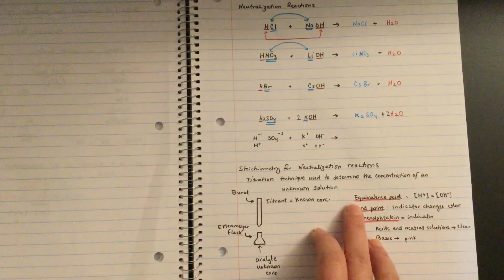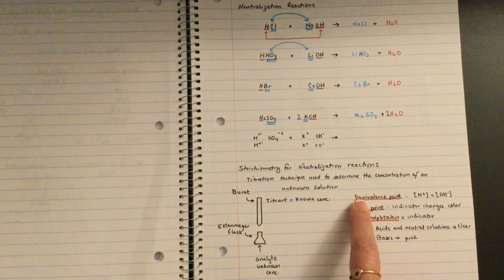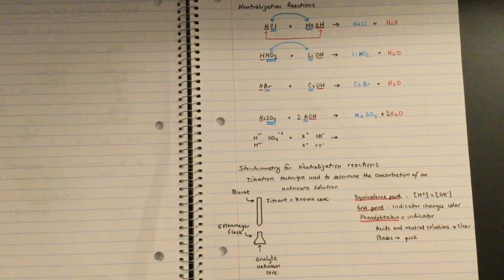So the equivalence point and the end point should be similar. When you're doing a titration for an acid base, you're aiming to get a change in color that goes from clear to a very pale pink color. The lighter your pink color, the closer your end point is to the actual equivalence point of the titration.